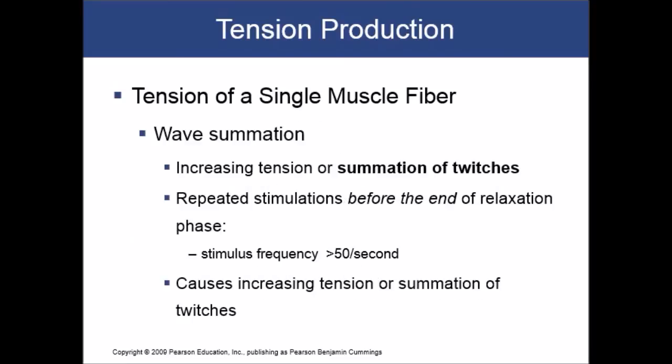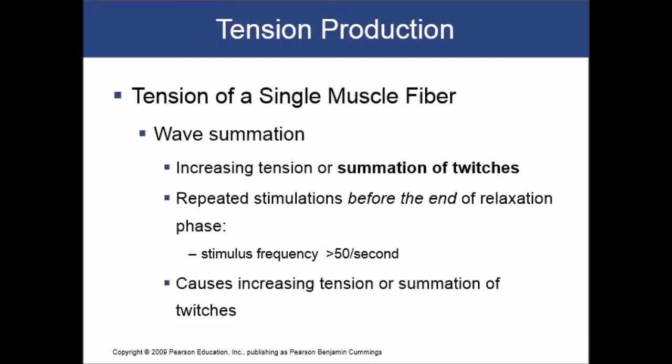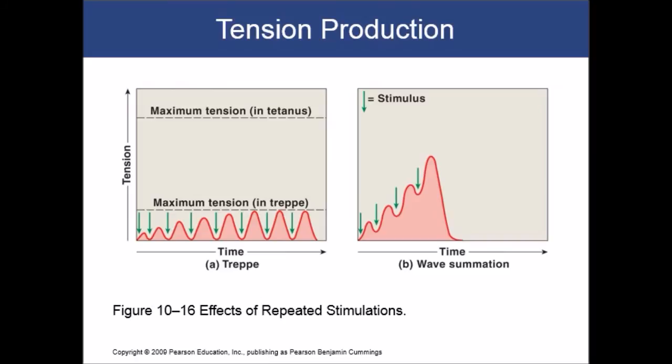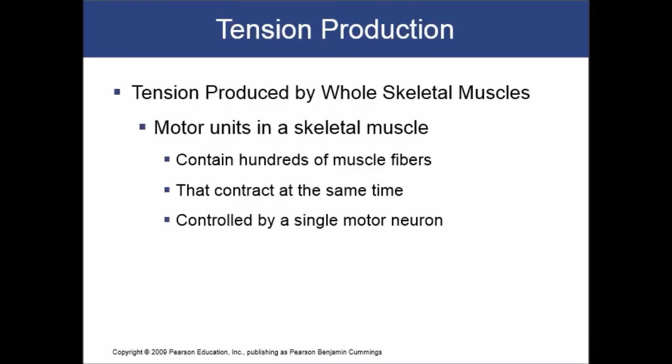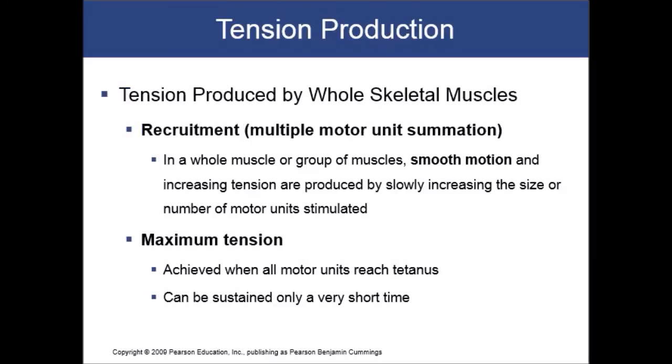More than 50 per second in wave summation, less than 50 per second in treppe. I mean, less than 50 in treppe and more than 50 per second in the wave summation, and then incomplete and complete tetanus. What's the difference between each one of those? What's recruitment, and how can we achieve the maximum tension?